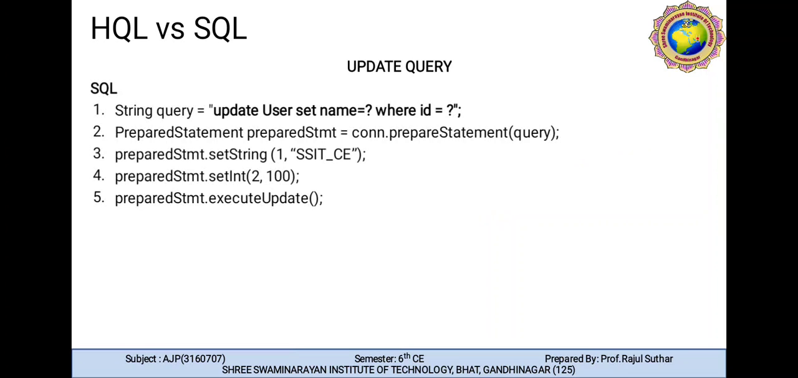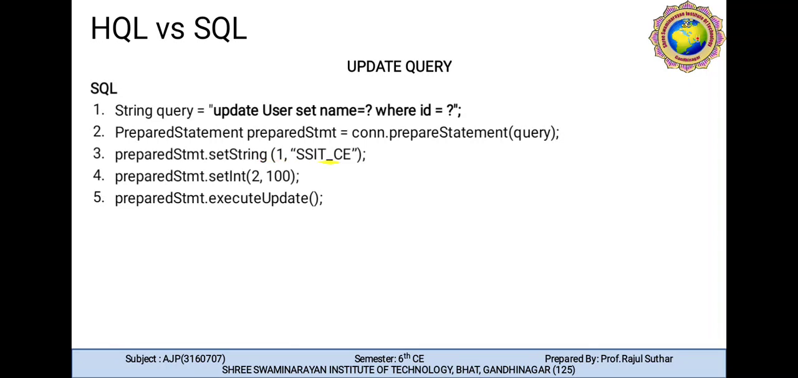How can we use the update query? In SQL, for update we use the string query is equal to update user set name is equal to question mark, where id is equal to question mark. This is the simple syntax. And we are using the PreparedStatement. So one PreparedStatement object is created, then con.prepareStatement, and then we write the query here.